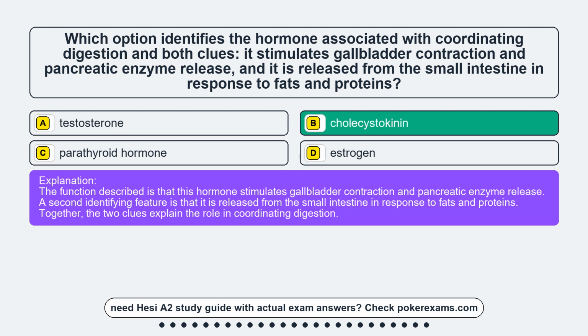The function described is that this hormone stimulates gallbladder contraction and pancreatic enzyme release. A second identifying feature is that it is released from the small intestine in response to fats and proteins. Together, the two clues explain the role in coordinating digestion.